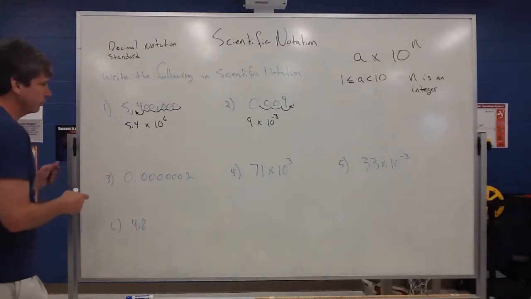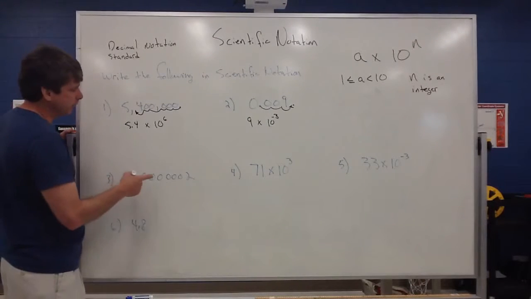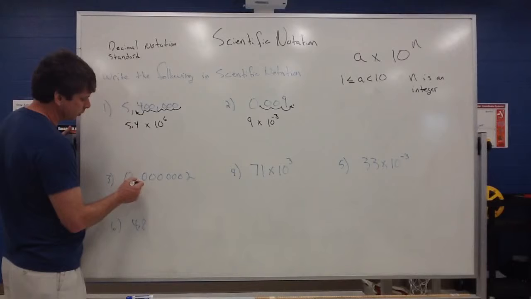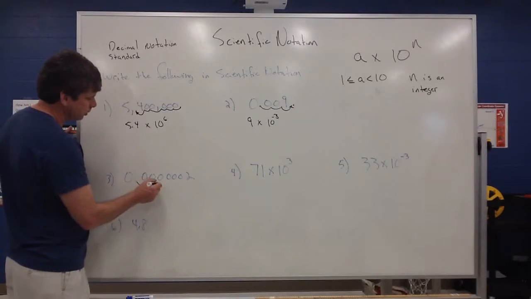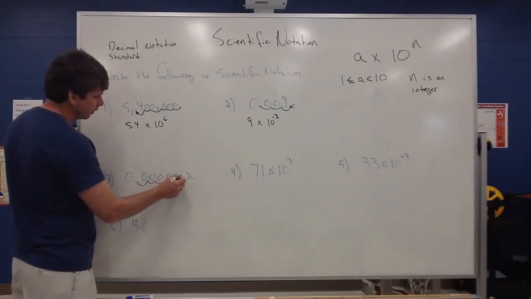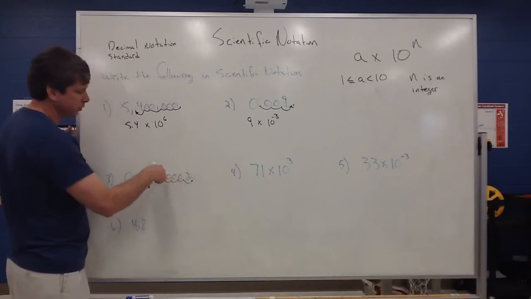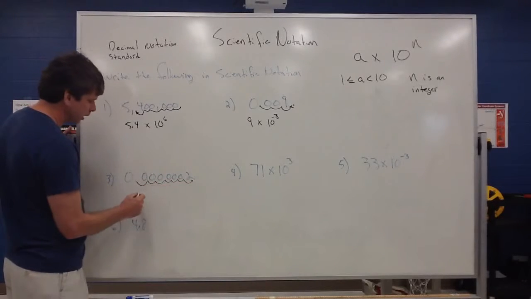Let's look at example number 3 here. Again, I've got to put this in scientific notation. So the first thing I do is move it 1, 2, 3, 4, 5, 6. I've got to move it 7 spots to create a number between 1 and 10. So I now have a 2 there.